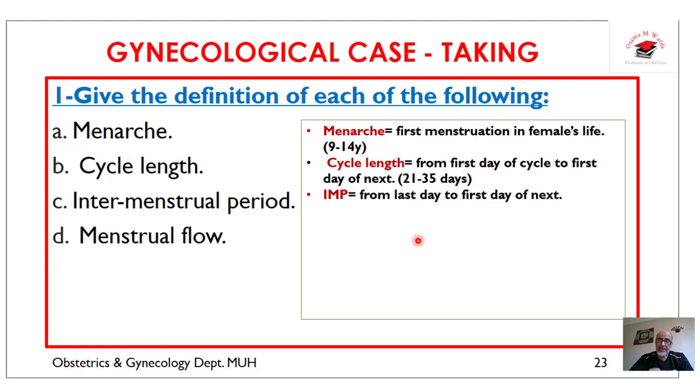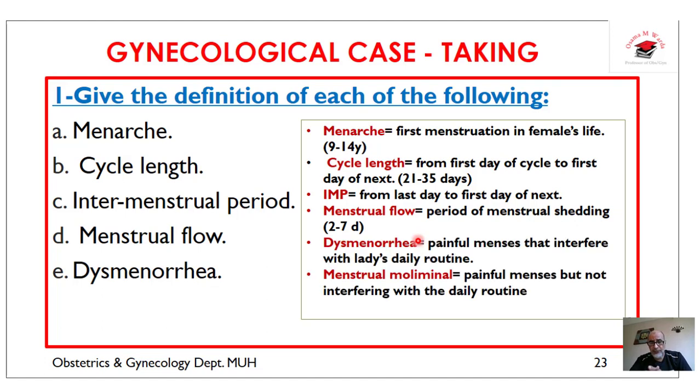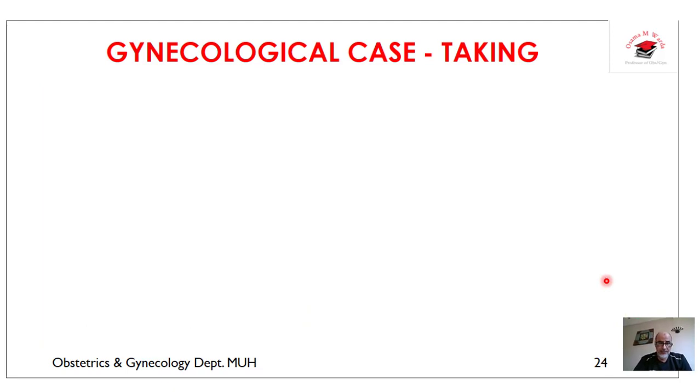Menstrual flow is the period of menstrual shedding. It ranges normally from 2 to 7 days. Dysmenorrhea is painful menstruation that interferes with the lady's daily routine. Menstrual molimina is painful menses but not interfering with the lady's daily routine.